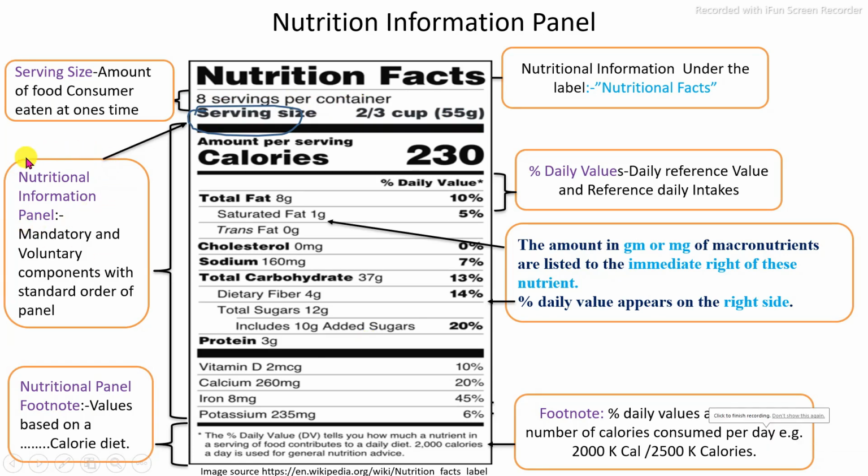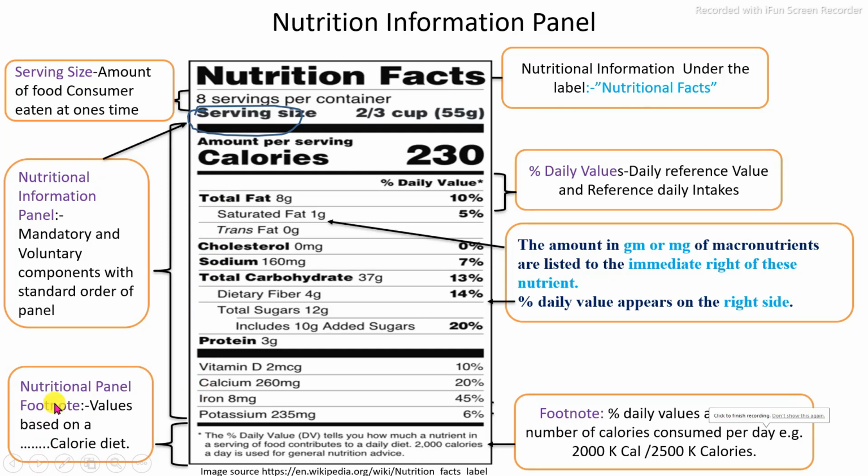The second term is the nutritional information panel, the standard panel in which all nutrients must be declared in a specific standard order. After each nutrient, immediately write the amount per serving and the percentage of daily value. This is the standard format. In this way, all nutritive values must be declared depending on the type of the product, in which the mandatory and voluntary components must be declared in the standard order panel.